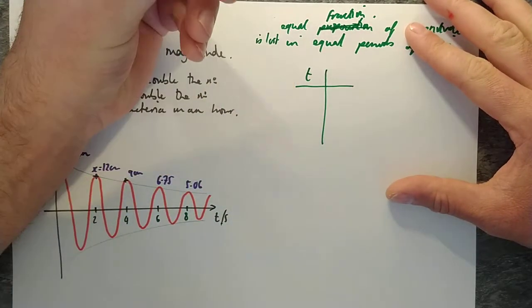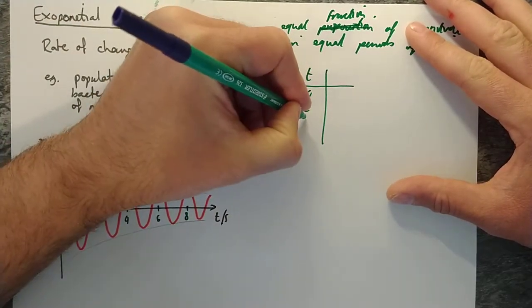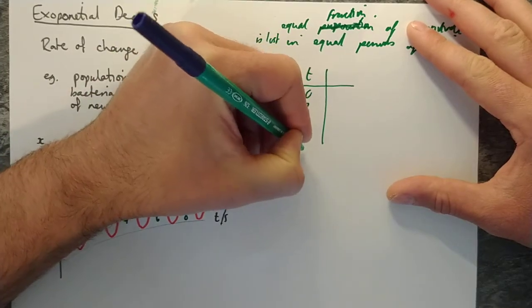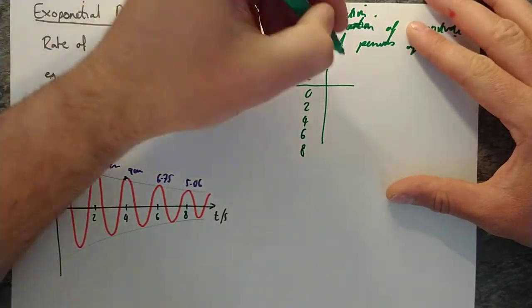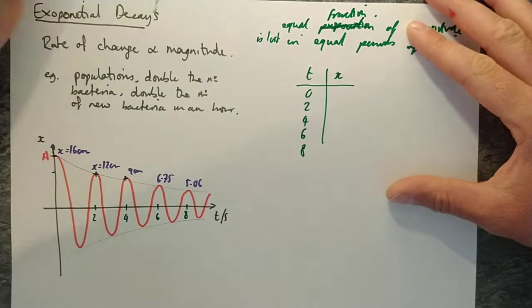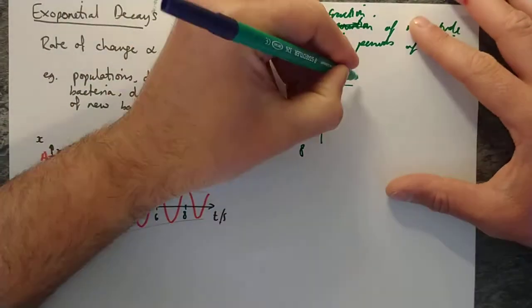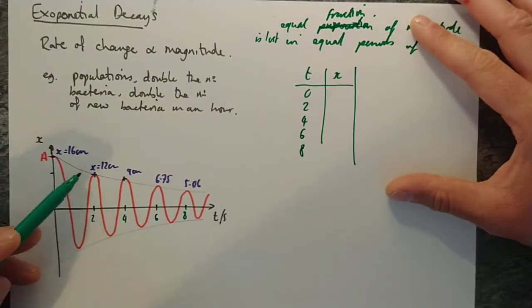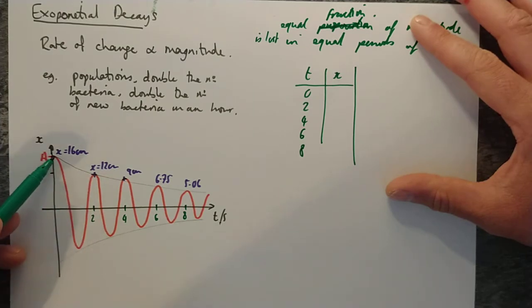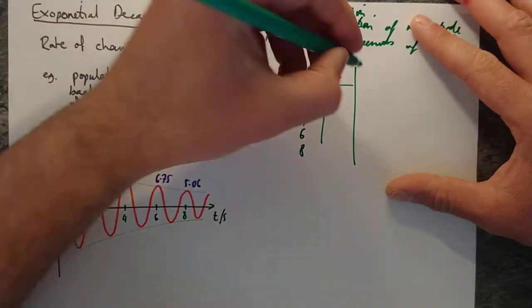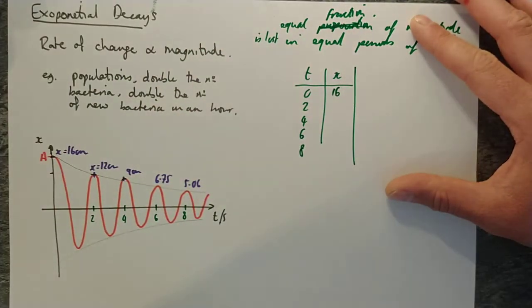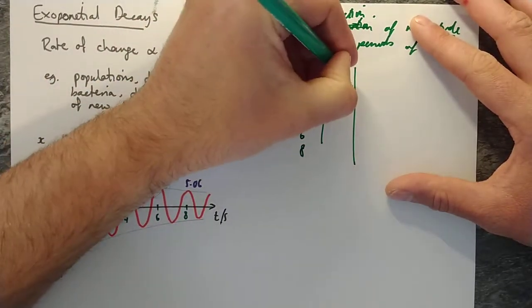I'm going to go time here, 0, 2, 4, 6, 8, and then I go my magnitude, which is x, how big it is at that particular period of time. So what I'm going to do here is put these numbers in here. So when it is 0 seconds, the amplitude is 16 centimetres. Put some units here.